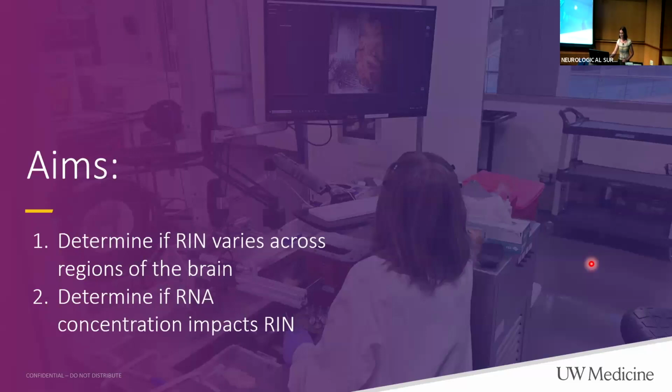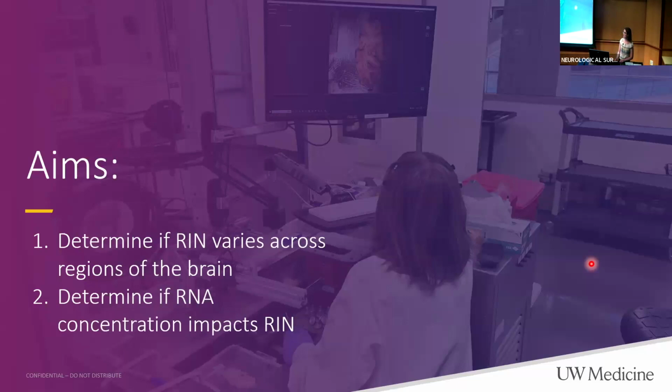So why is this important? The Allen Institute typically only samples for RIN from the front and the back of the brain, but we weren't sure if that was representative of the entire brain. So here I am dissecting. That's a little sneak peek of the methods. But the main goal was to determine if RIN varies across regions of the brain.